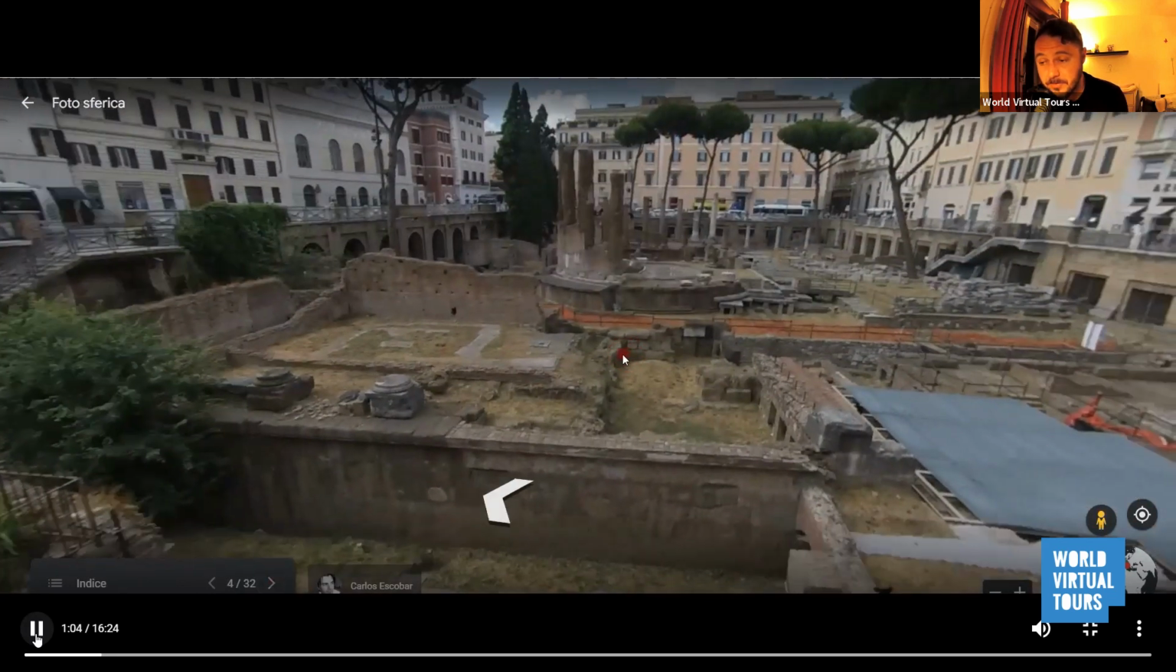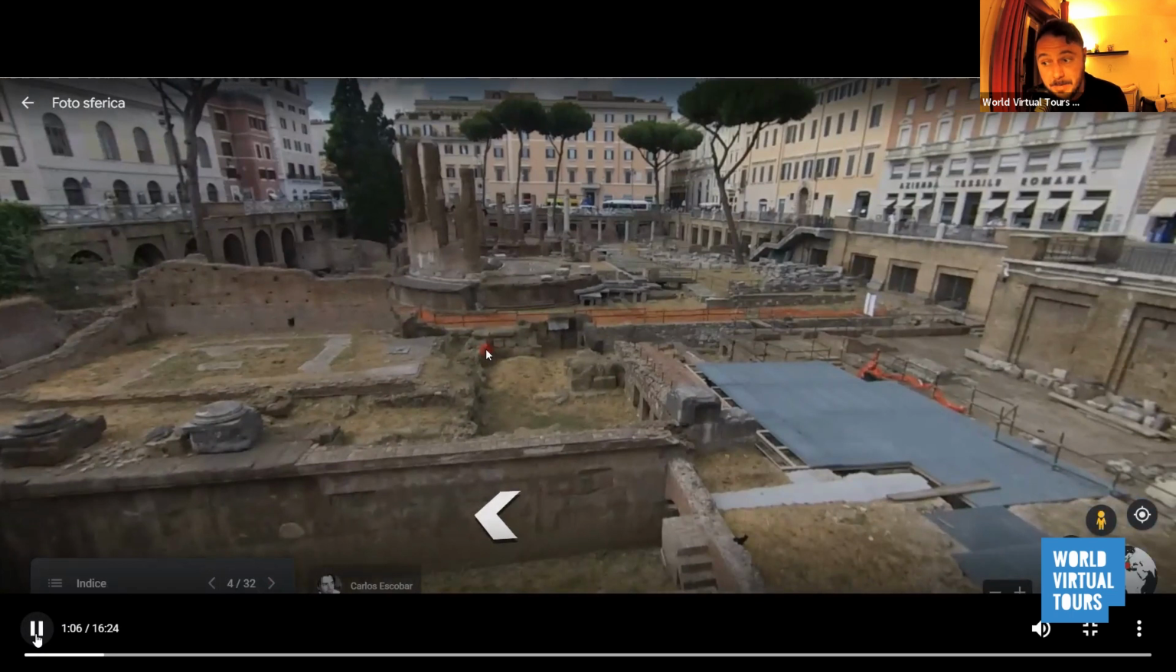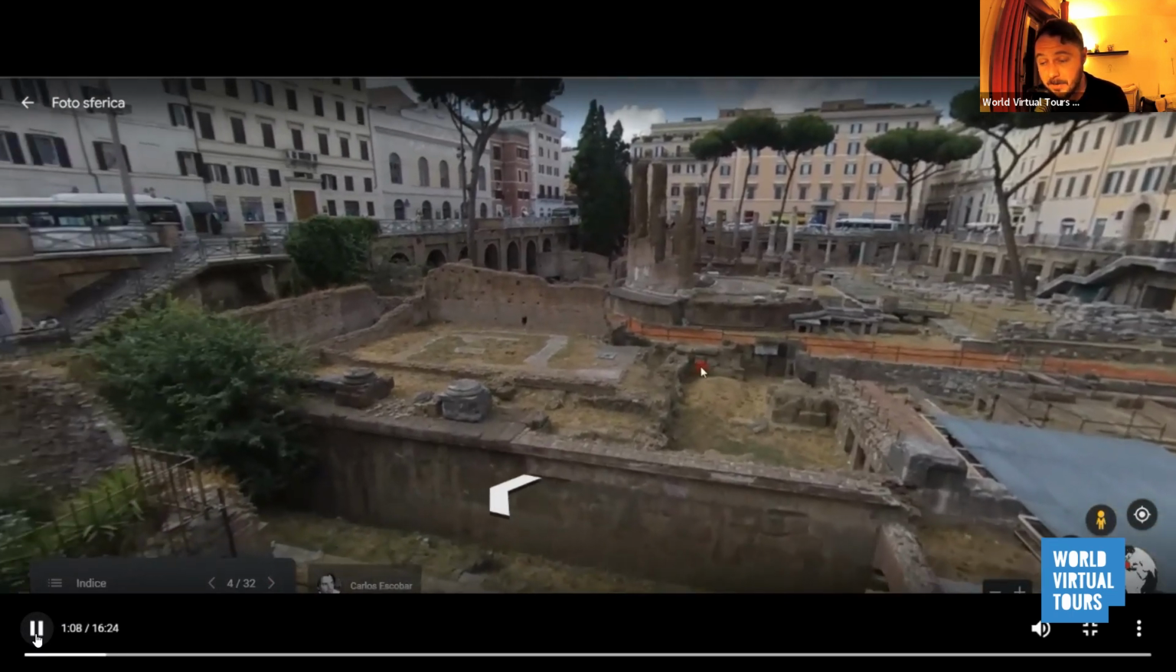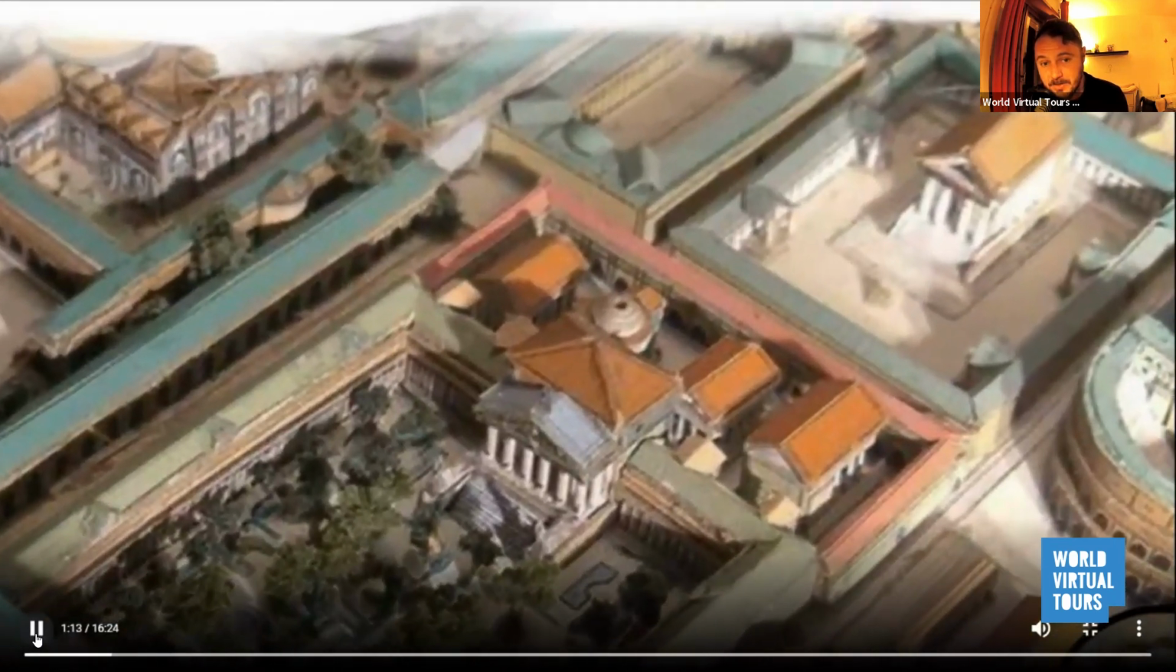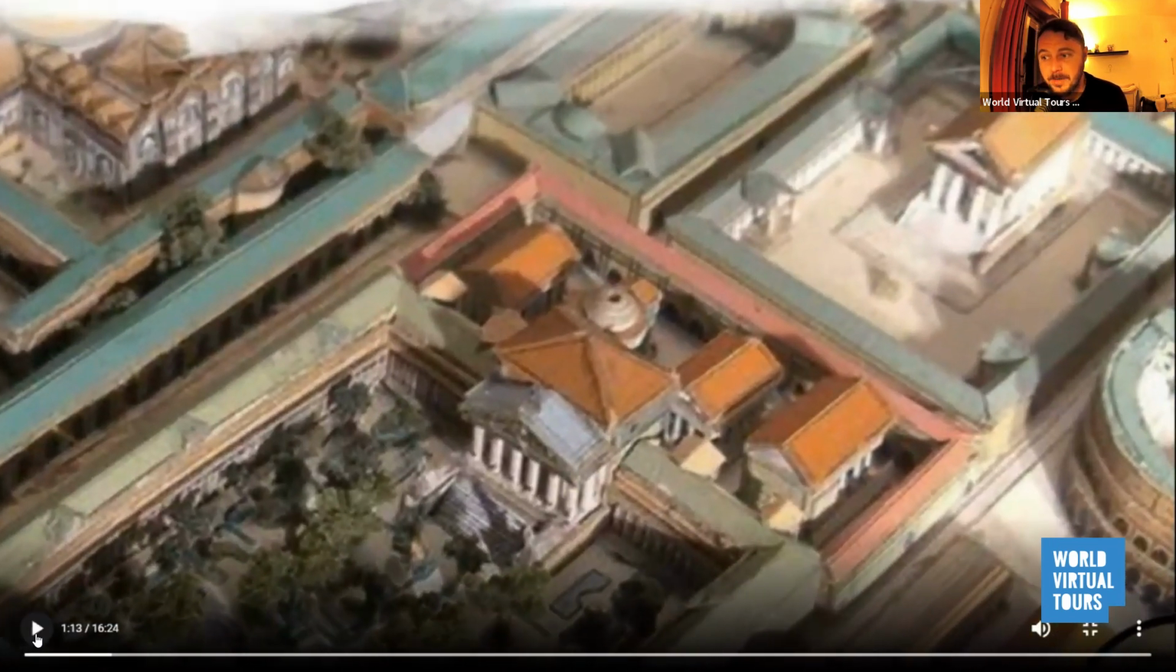It's going to be open to the visitors in a few weeks. So you will be maybe the first visitors able to go down and visit the area. Right behind the 4 temples, as you notice in this reconstruction, there was a big hall, like a room with an entrance, with columns. It seems like a temple. It was not a temple.